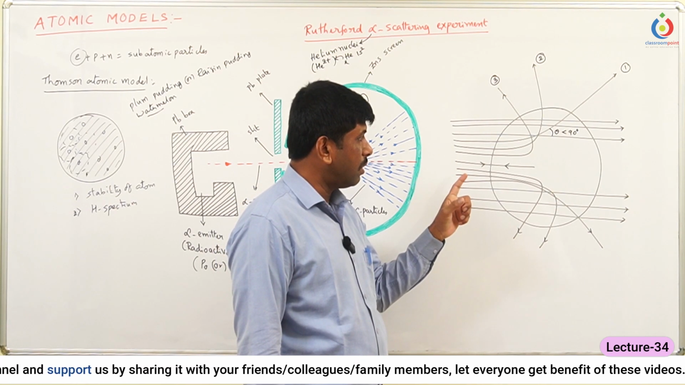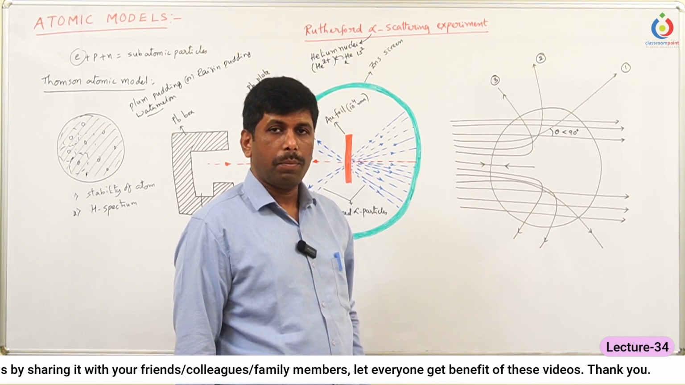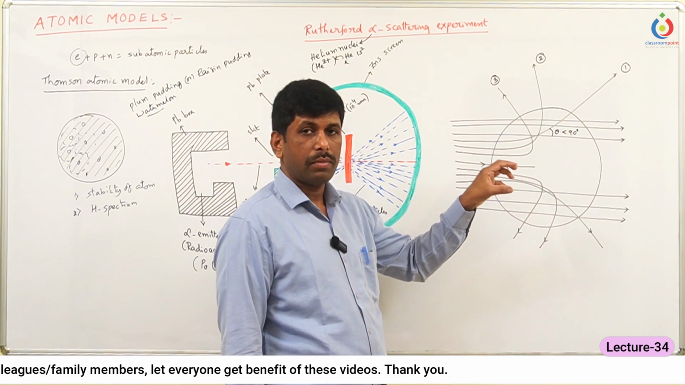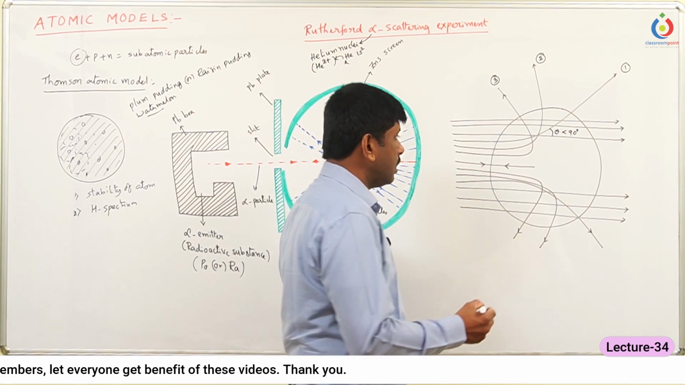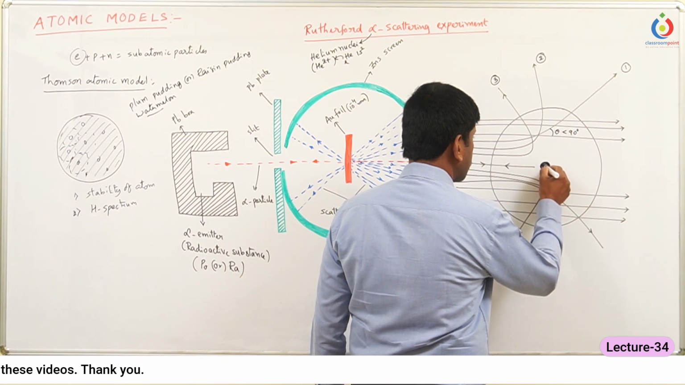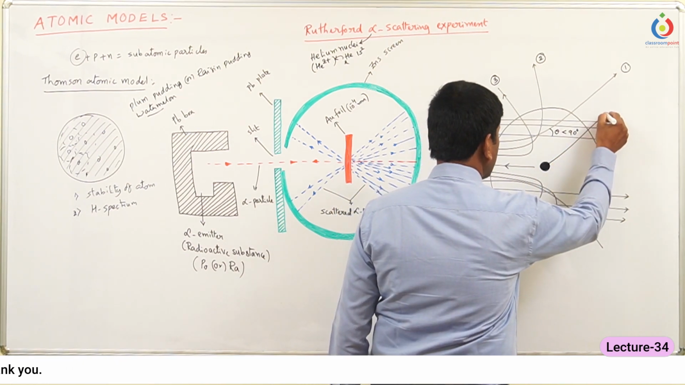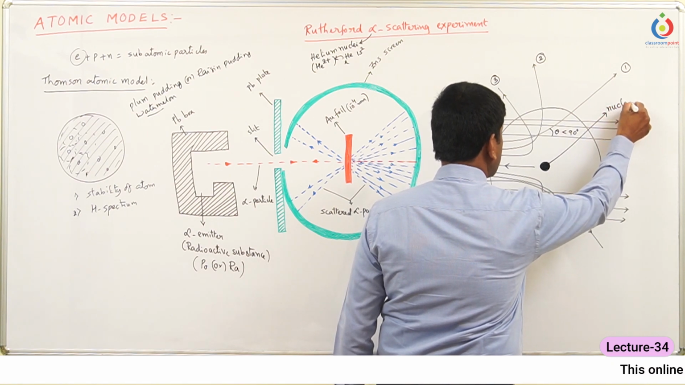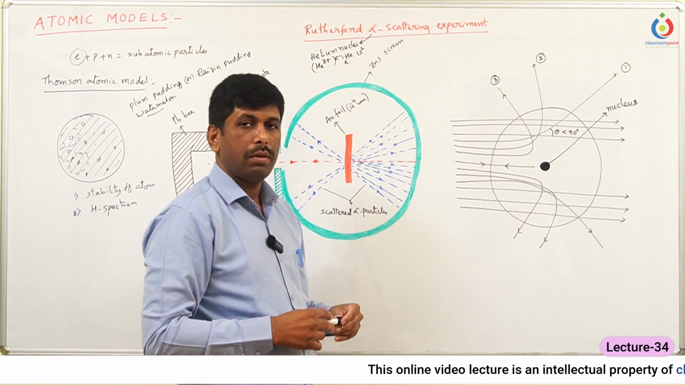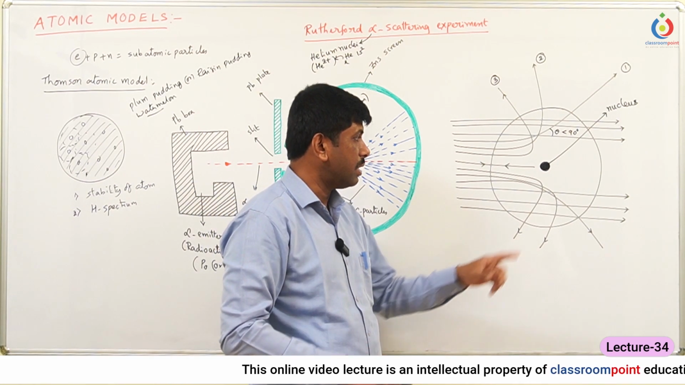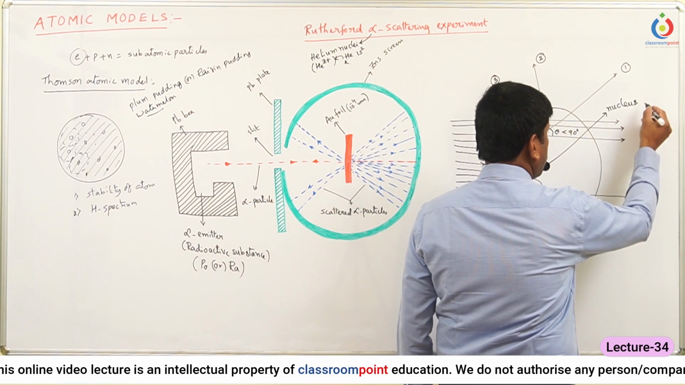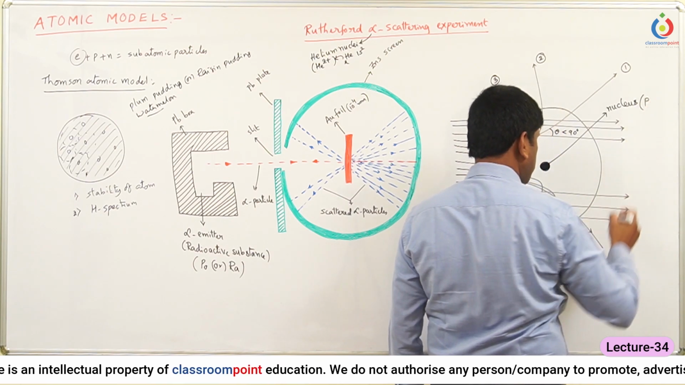So from this he observed that the positive charge is not uniformly distributed, as Thomson said, but the entire positive charge is concentrated at the center of the atom, which he named the nucleus. So the Rutherford alpha scattering experiment first discovered the presence of the nucleus, and he said that we know protons carry the positive charge, so the nucleus contains the protons.